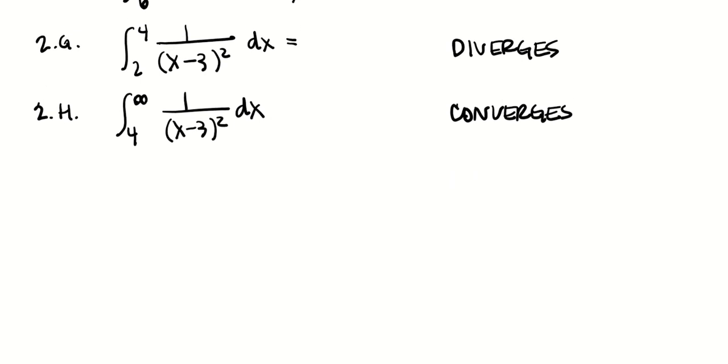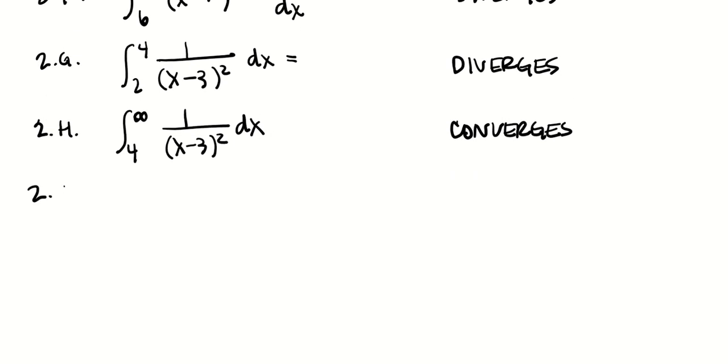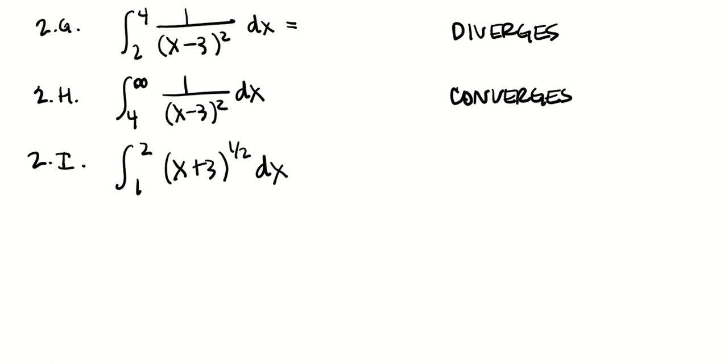All right, and then one more, 2i, the integral from 1 to 2 of square root of x plus 3. This isn't even an improper integral. This is a trick question. This one's going to converge because there's no division by 0. Wait, I guess it's negative half. But still, I would need to be taking x equals negative 3 or going out to infinity for this to be an improper integral. So I'm just going to say it converges.